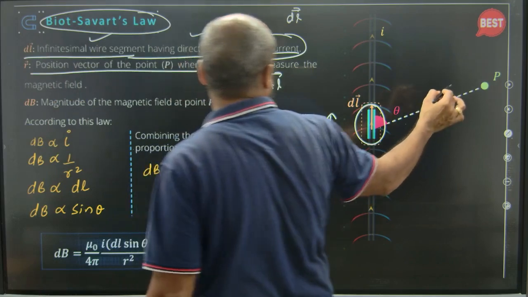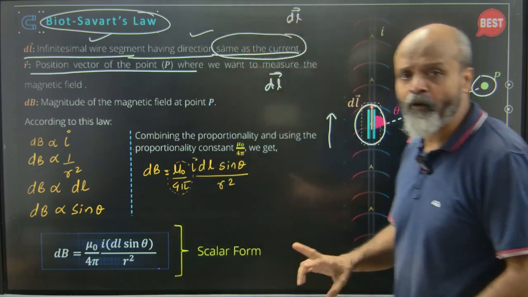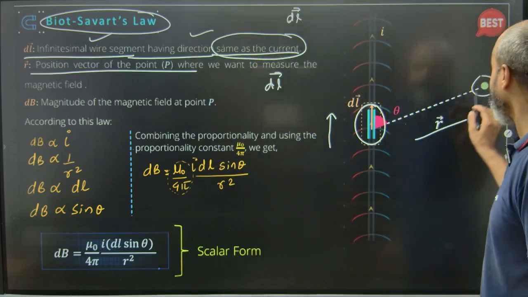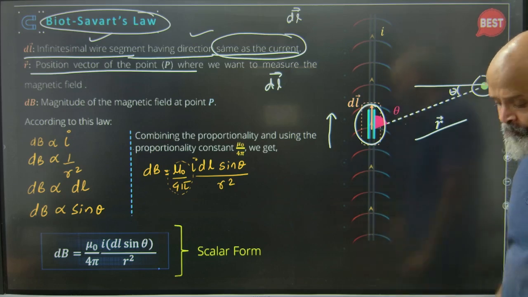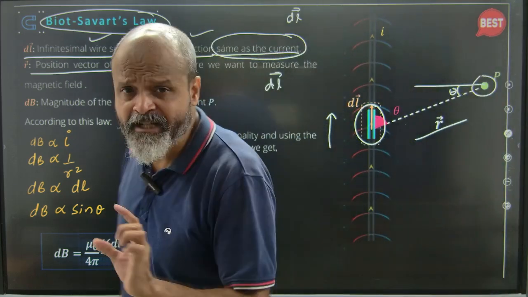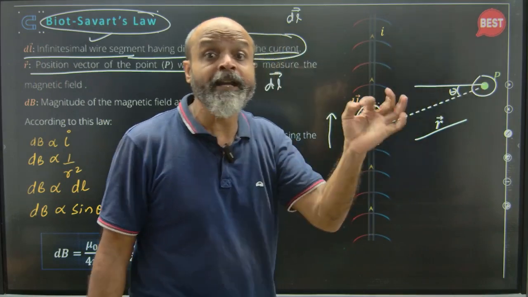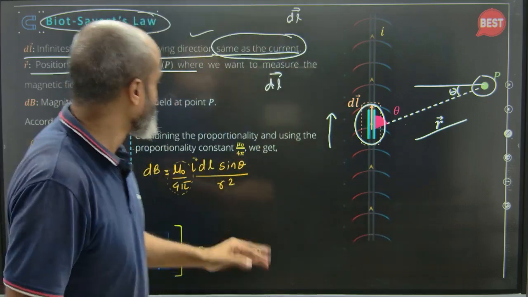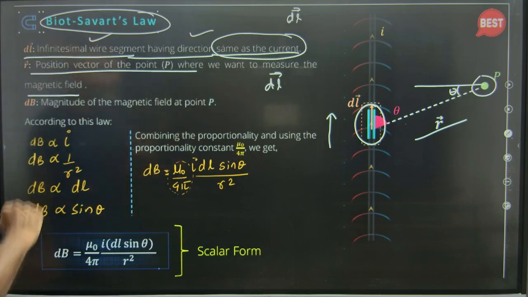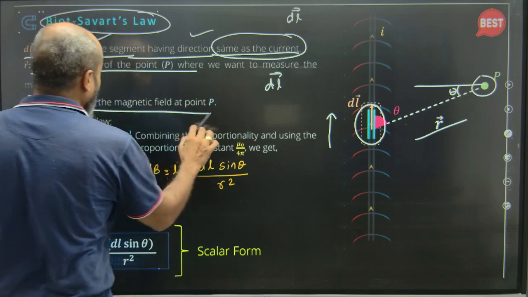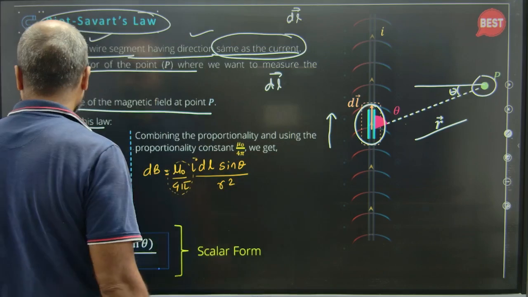Okay, so position vector. Let's say we have a point and r happens to be the position vector making an angle. Very important. Many times students get confused that maybe this angle is theta. No, we are talking about this angle, which is theta. So this infinitesimal part dl is making an angle theta with the point P, where we need to find the magnetic field. So r is the position vector of the point where we need to measure the magnetic field. dB is the magnitude of the magnetic field at point P. So let's say dB is basically what?